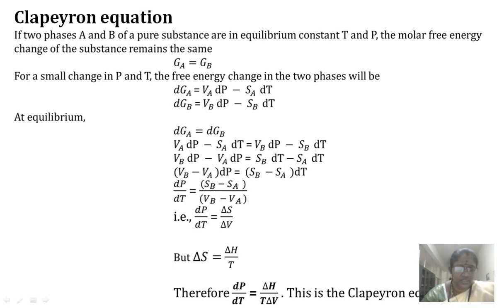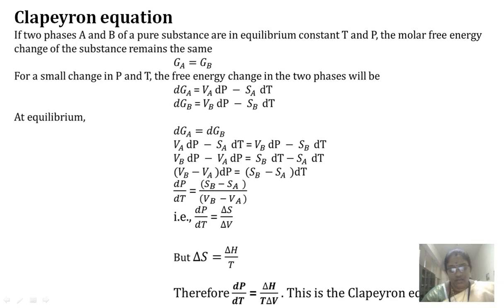For a small change in pressure and temperature, the free energy change in the two phases will be: change in free energy of substance A is equal to VA dP minus SA dT, and change in free energy of substance B is equal to VB, that is volume of B, into change in pressure, minus SB into dT, that is entropy into change in temperature. At equilibrium, dGA is equal to dGB, that is VA dP minus SA dT is equal to VB dP minus SB dT.